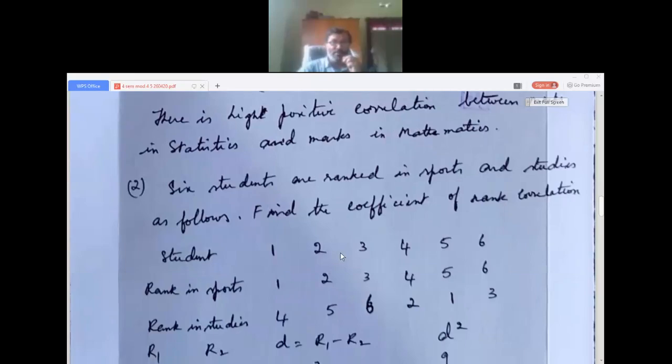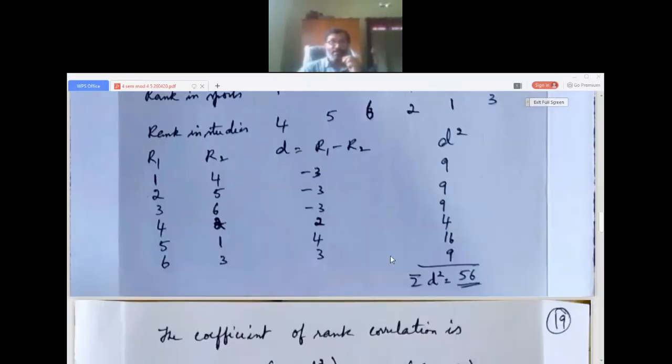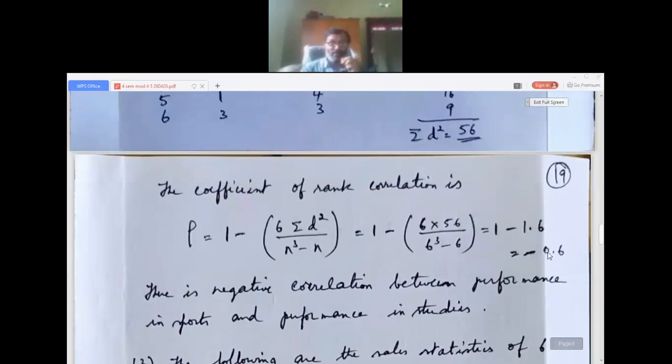Next problem, in this problem they gave the ranks directly, that is rank in sports and rank in studies. So directly the rank is written, the difference is found out and d squared, and the coefficient of rank correlation is calculated. Here you see negative correlation between the rank of performance of students in sports and in studies. That means if a student is good in sports, it's not necessary that he be good in studies, or if he is good in study, it is not necessary that he be good in sports. But some can be good in both.